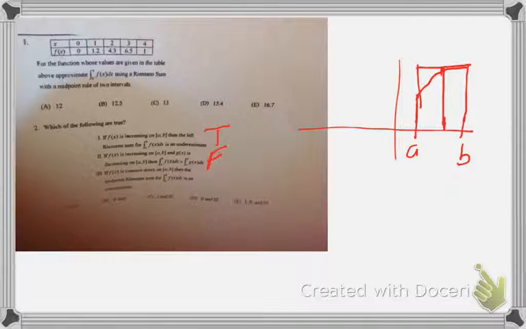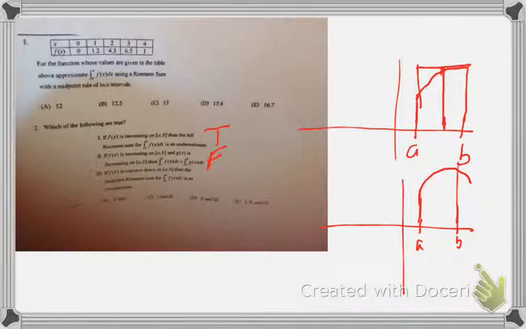Let's make some room here. Let's try another picture. So I'm concave down, so let's say that I look like this. I'm going to exaggerate it a little bit. Here's A, let's say here's B. So I'm cutting it off right here and here. And I'm going to do a midpoint rule right here.